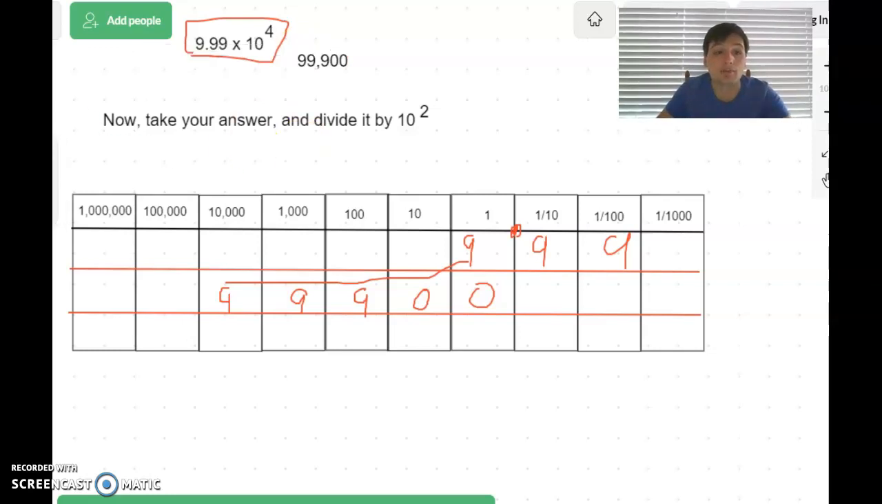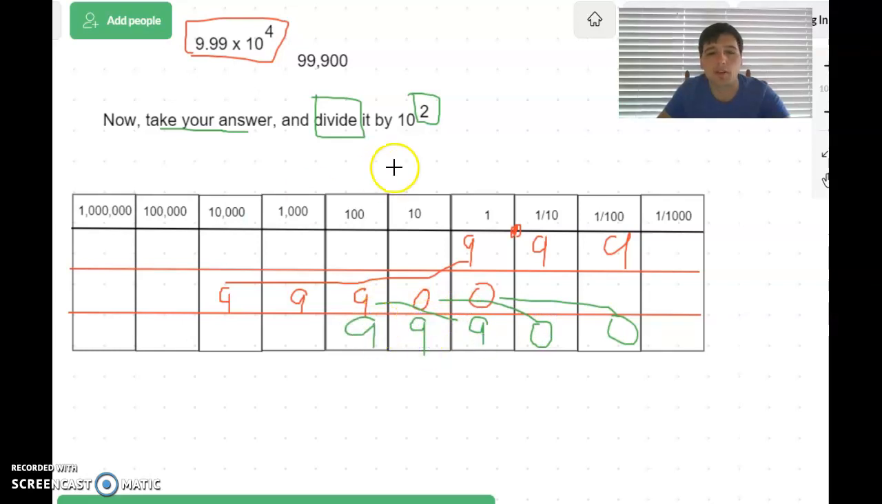I need to now take my answer and divide it by 10 to the 2nd. So I'm going to move backwards 2 spaces. 1, 2, 1, 2, 1, 2, 1, 2, and 1, 2. And I'm left with 999.